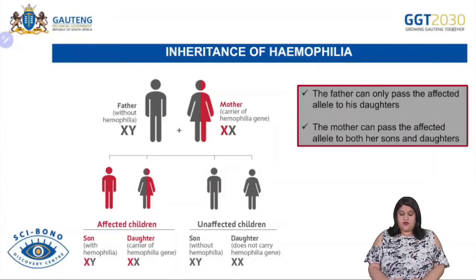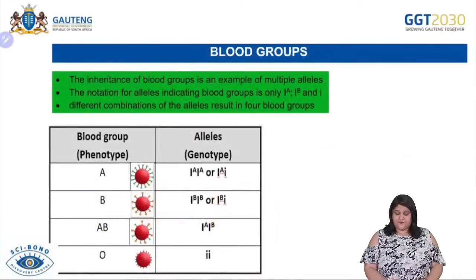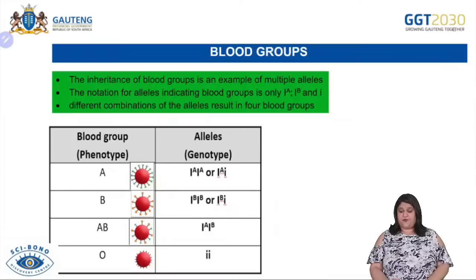Okay, and that's just another picture to illustrate what I explained on the previous slide. This one is for color blindness, just to remind you once again that these two are the sex-linked diseases that you need to know.